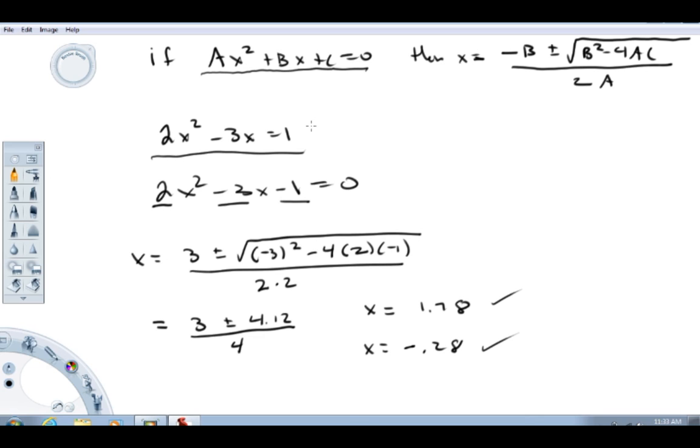So I hope that illustrates how to apply the quadratic formula, and hope you have a good day.